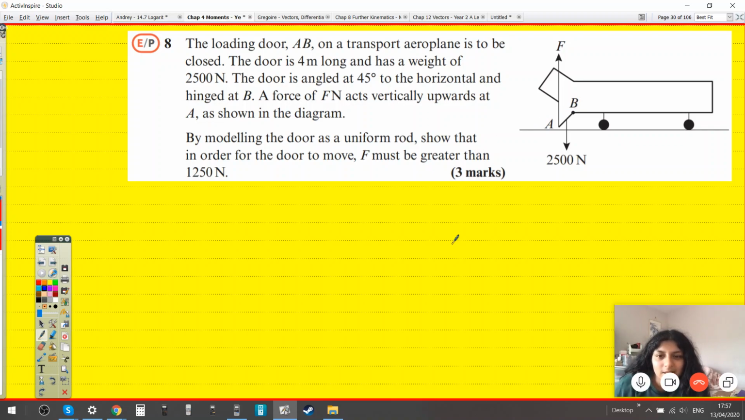But there's something sine 45, I think. So the door is angled at 45 degrees. Oh wait, no, it would just be 2. The perpendicular distance, wouldn't it? So halfway, sine 45, I think. Okay. 2000 sine 40, 2500 sine 45.